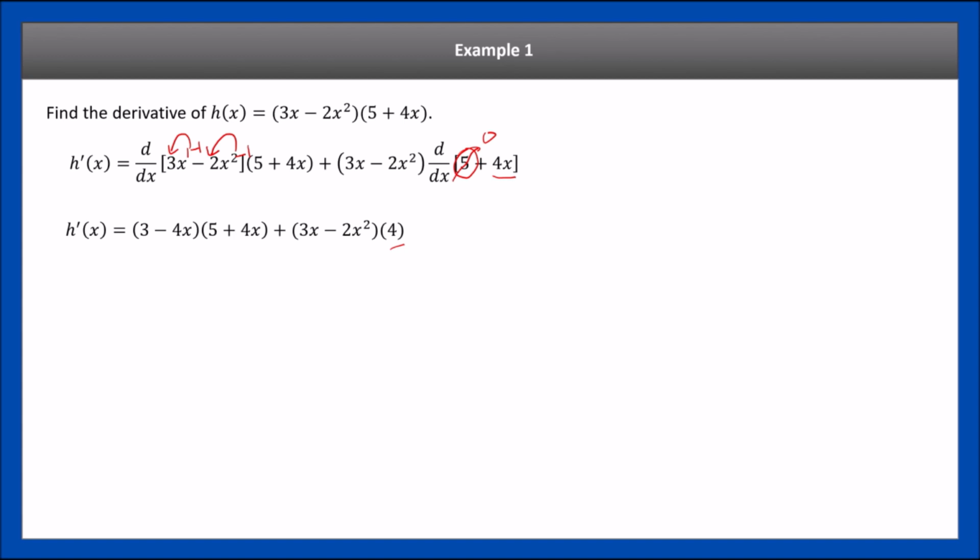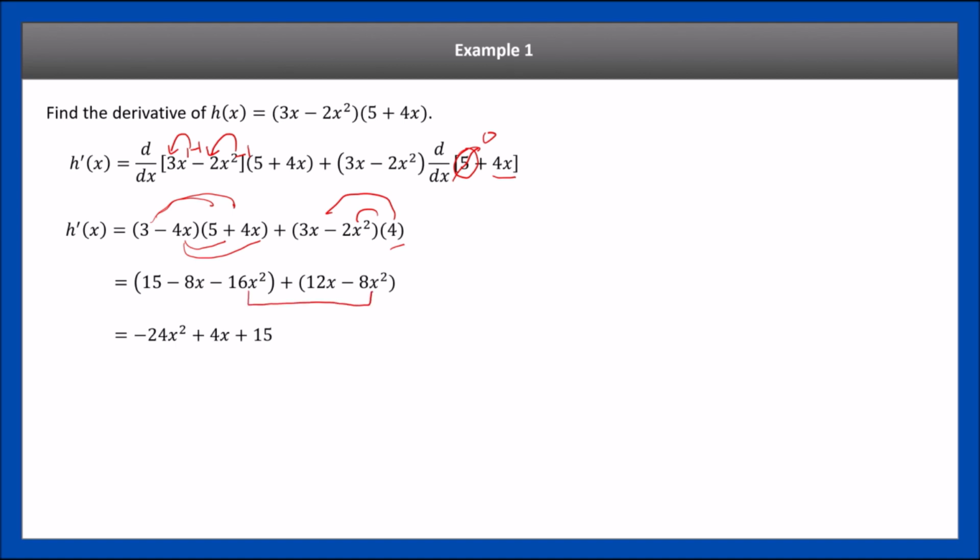And then, we clean this up a little bit. So what I'm going to do is I'm going to distribute this to get, so 3 times 5, 3 times 4x, so on and so forth. And then I get this expression. And then I'm going to distribute the 4 here and here, and then combine my like terms. So again, I'm going to combine my negative 16 and negative 8, my negative 8 plus 12, and so on. And this is my solution.